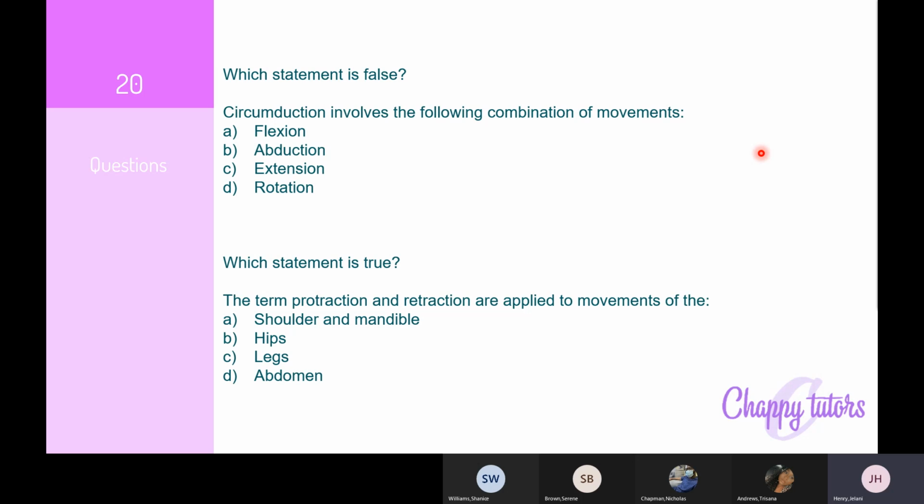All right. And the second question, which statement is true? The terms protraction and retraction are applied to movements of the A, shoulder and mandible, B, hips, C, legs, or D, abdomen. Does anybody have an answer for this question?